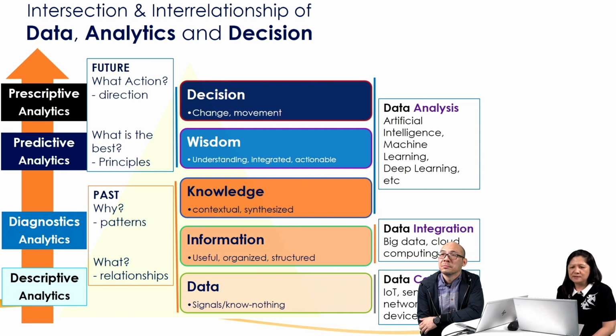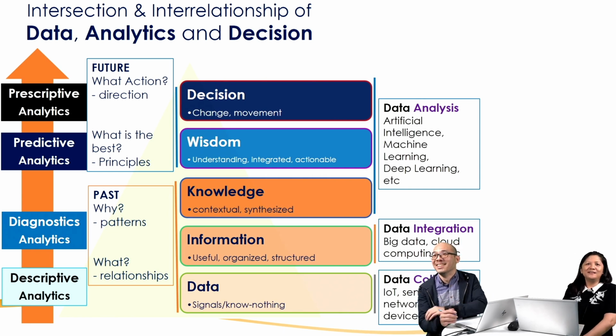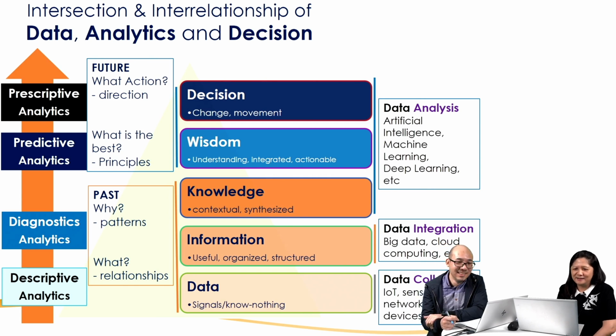So maybe I'll start first and Brenda can add on later. Competitor data-wise is always another area that we are interested in. Actually, there are the 3 C's of data. The first C is the customer data. The second C is the competitor data. And guess what is the third C? The third C is the company's data, right?